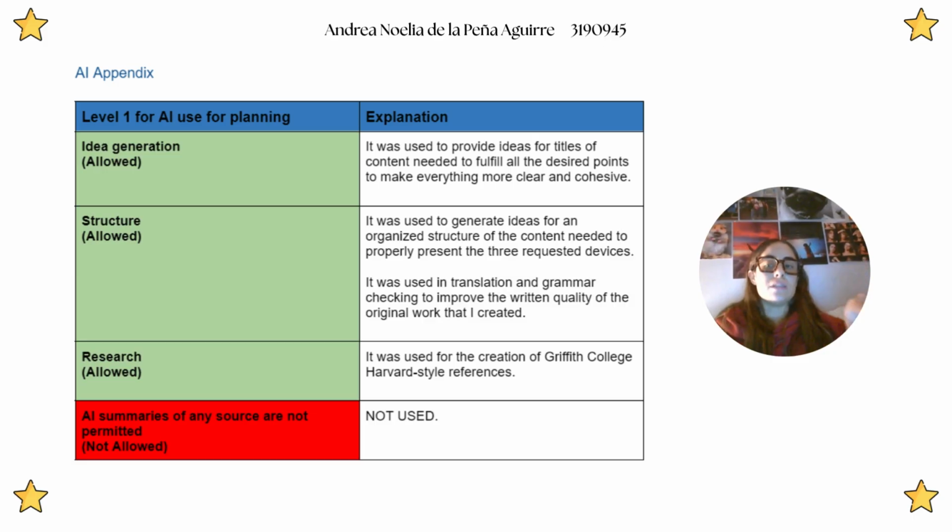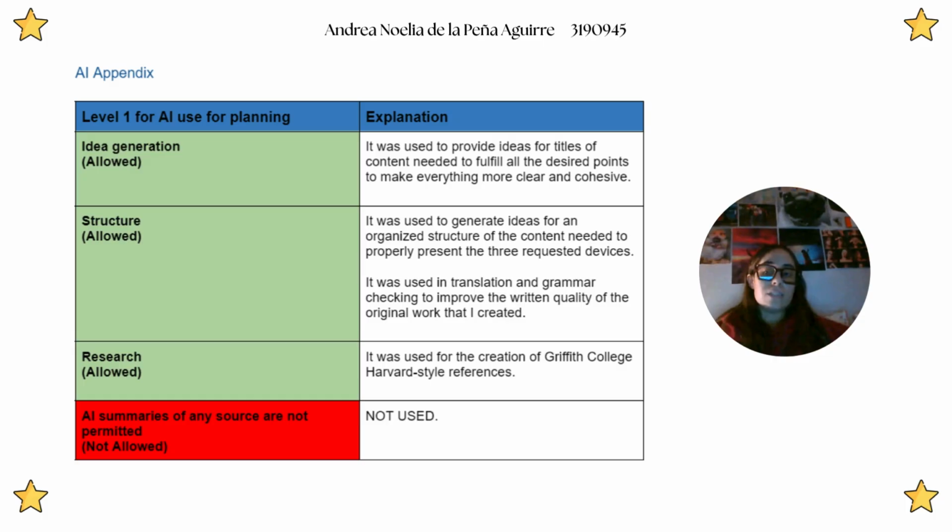Regarding the use of artificial intelligence in this assignment, it was only applied at level 1, meaning it supported idea generation, structure organization, translation, and Harvard-style reference formatting. No AI summaries or content generation from external sources were used.